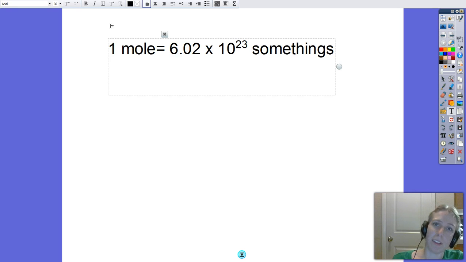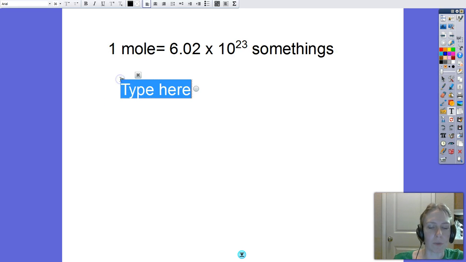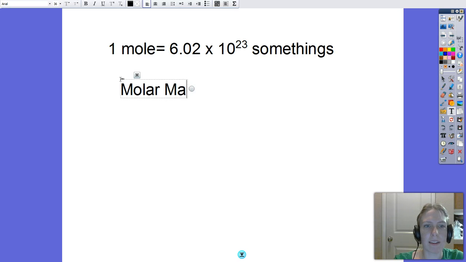So in fact, you'll see in the YouTube video, a mole of marbles actually would cover the earth 3 miles deep all the way around. It's a huge number. That's 6 with 23 zeros after it. So in a chemist case, 1 mole is 6.02 times 10 to the 23rd atoms or molecules. So we're going to be calculating what's called molar mass.